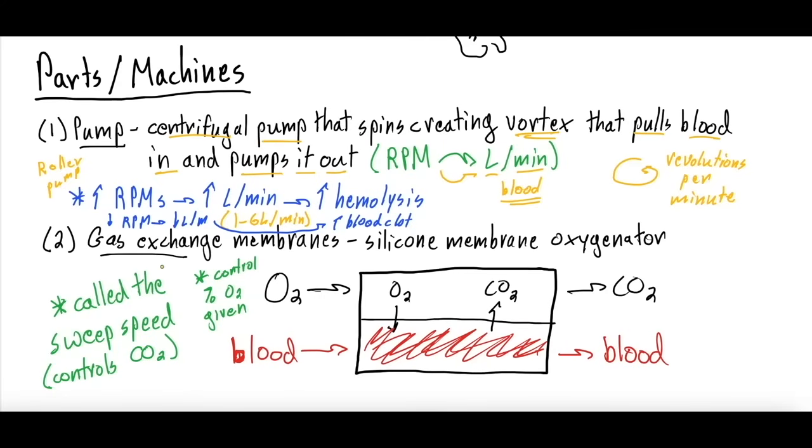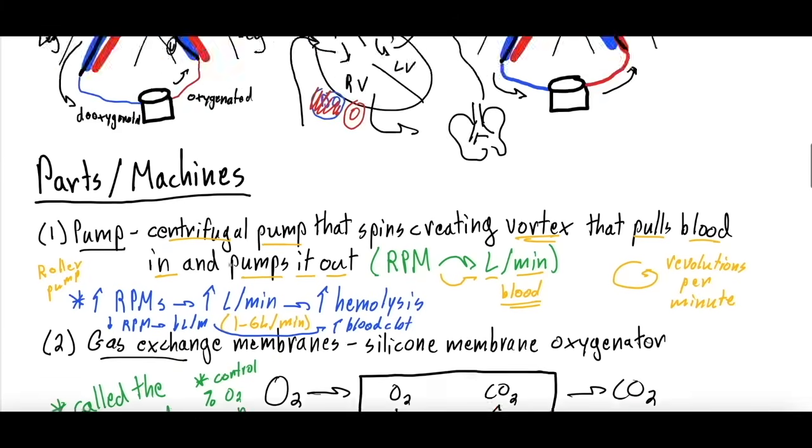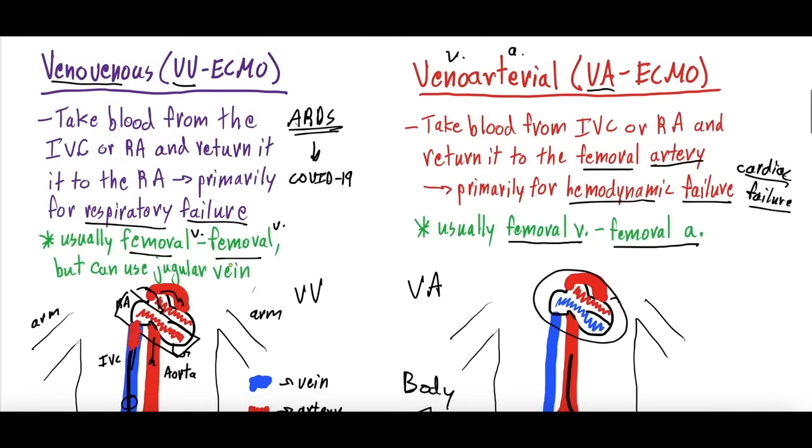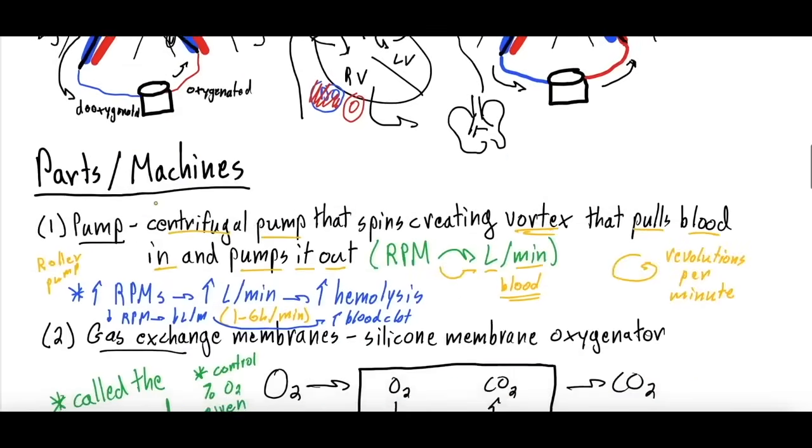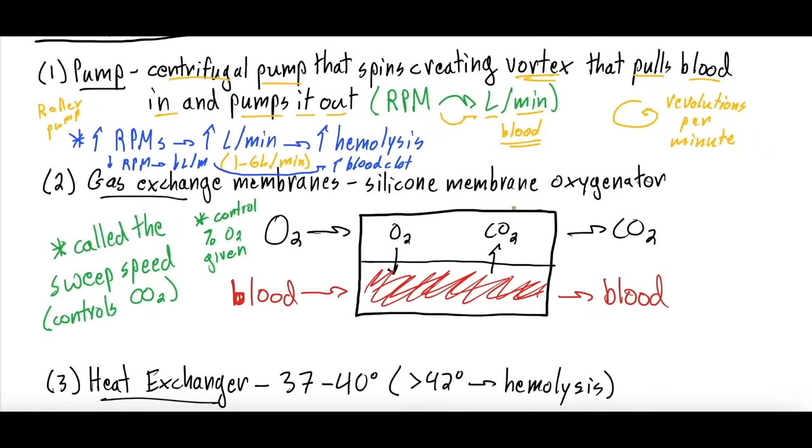Okay, it also has a gas exchange membrane or a gas exchanger. This is important, because as we talked about, venous ECMO is all about respiratory failure. You need to oxygenate the blood and pull out carbon dioxide, whereas veno-arterial ECMO is about respiratory failure sometimes, but is primarily about the pumping. So the pump is most important for veno-arterial, whereas the oxygen gas exchange membrane is very important for veno-venous. So this is a silicone membrane, and this is a depiction of it.